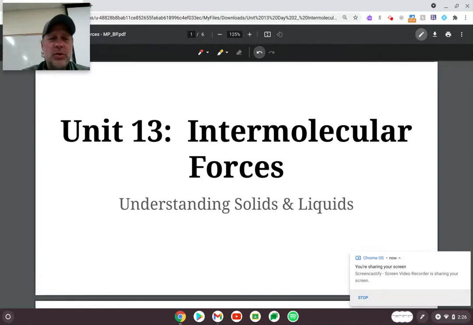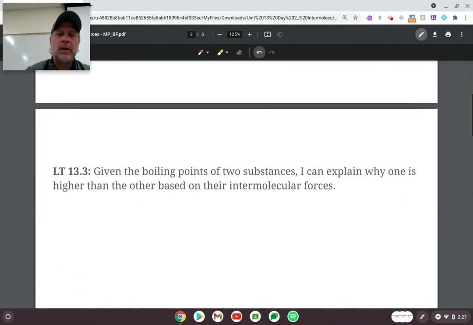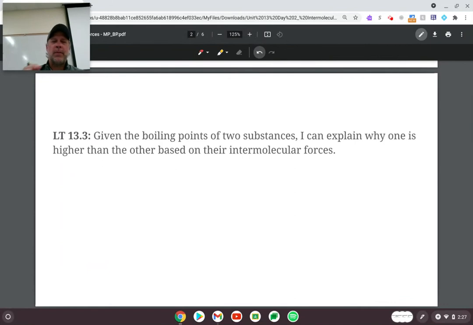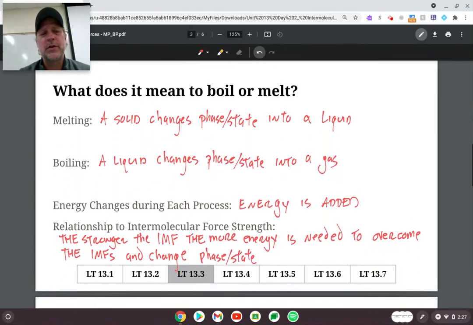Hello, and welcome to the second day of Unit 13, Intermolecular Forces, and how that relates to solids and liquids. Today we're going to really focus on how intermolecular forces of attraction make solids, liquids, and gases happen, especially with nonpolar or covalent molecules, and how we can change those molecules from solids to liquids and gases by overcoming boiling points and melting points. So let's get to the first slide.